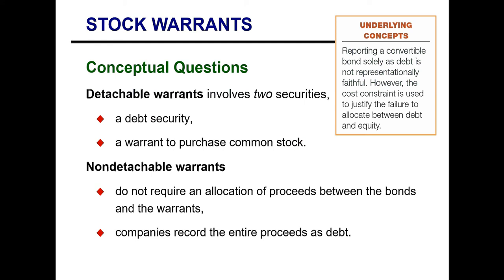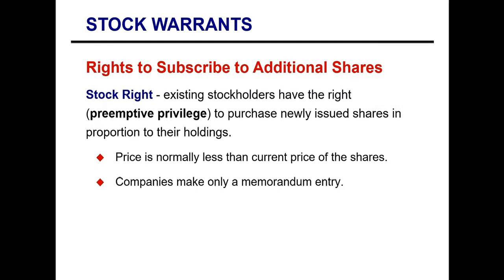All right. So we have the right to subscribe to additional shares. Stock right: existing stockholders have the preemptive right to purchase newly issued shares in proportion to their holdings. And the price is normally less than the current price of shares. The company makes only a memorandum entry. Okay. And we talked about preemptive right in chapter 15.